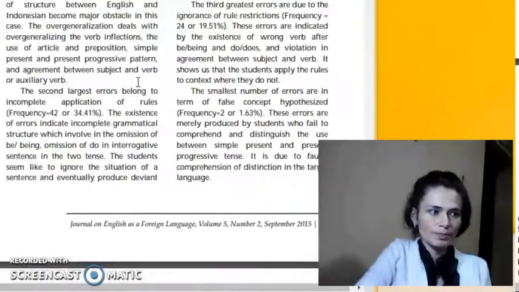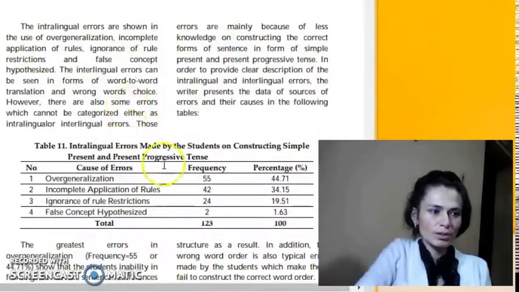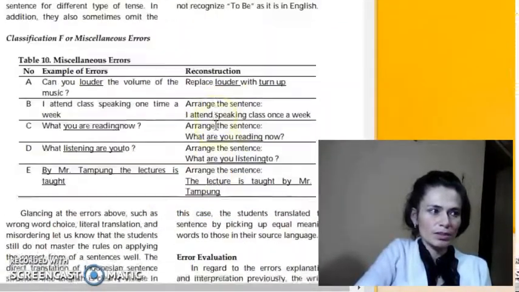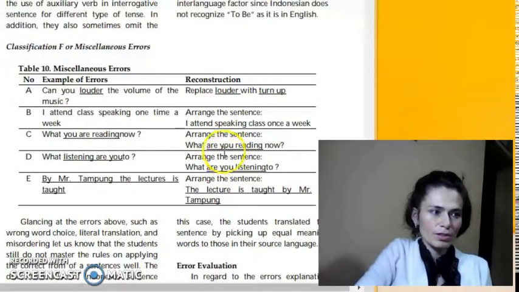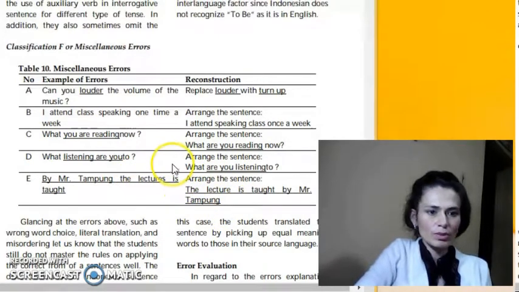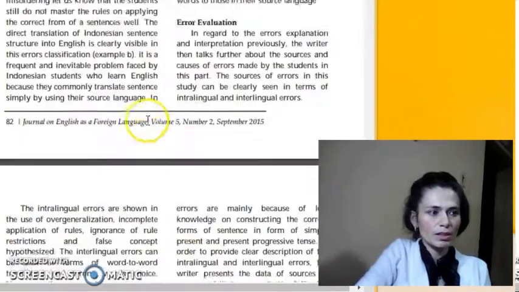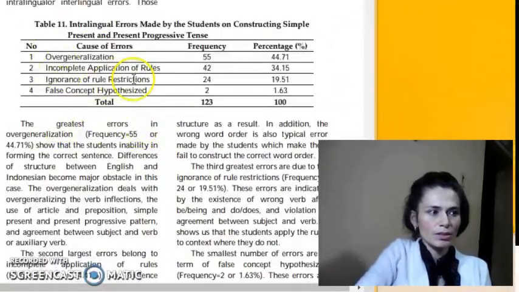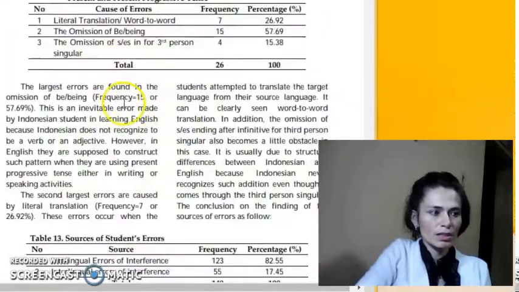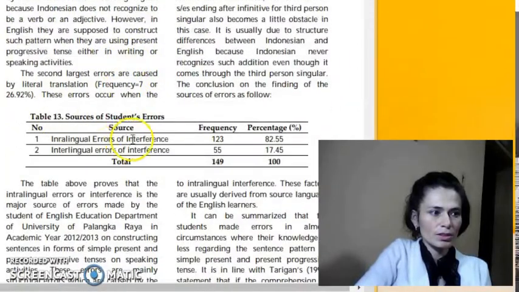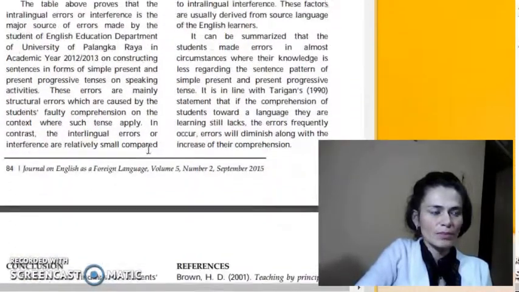The third is in the use of questions. The fourth rank belongs to the use of articles. The fifth goes to the use of prepositions, and the last rank goes to the distribution. Secondly, sources of errors are divided into intralingual and interlingual interferences, where interlingual errors or interferences dominate the number of errors.